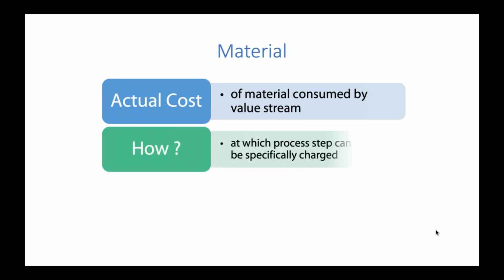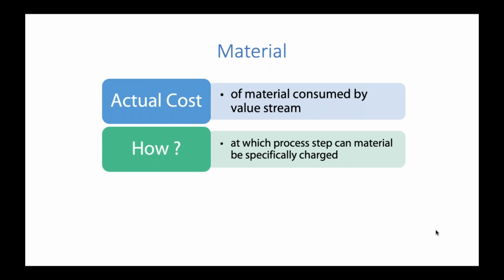So what we need to determine is at which process step can material be specifically charged into a value stream. This is probably more relevant in manufacturing than non-manufacturing. What I mean by that is sometimes you bring in some common raw materials such as rolls of steel, and there's some initial production operations in which those rolls of steel are cut and fabricated into many, many components, which then are used in various value streams to produce different types of products.